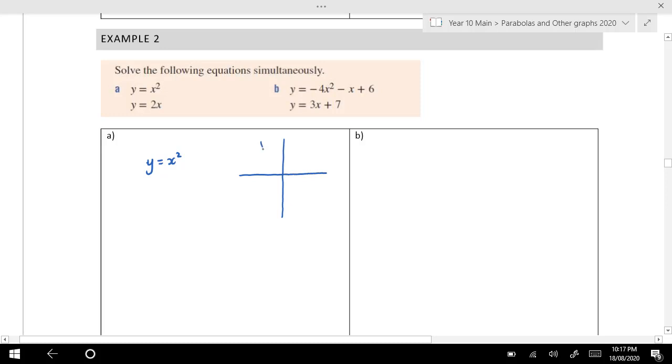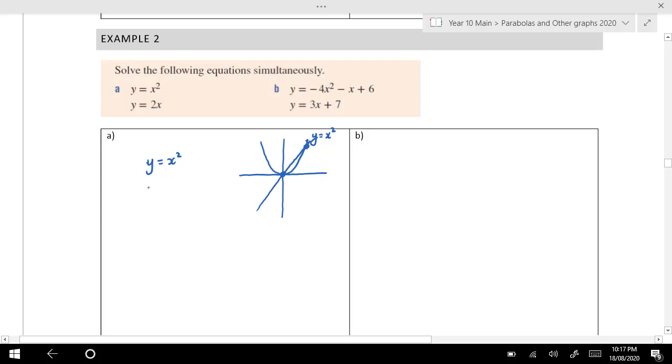Now we know what the graph of x squared looks like. That goes through the origin, and it looks something like this. This is the graph of y equals x squared. And the graph of 2x will go through the origin, and it'll go through something like that. Okay, so we know that there's going to be two solutions. Just by looking at that, we're going to have to find this value over here. Okay, so let's do that.